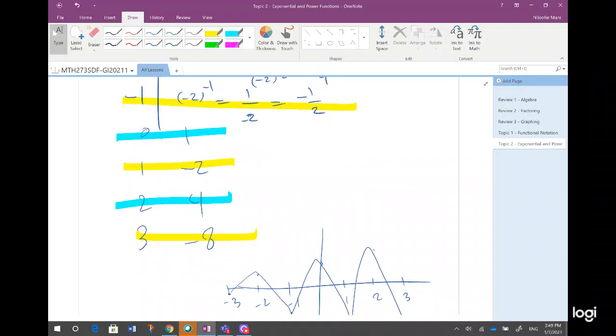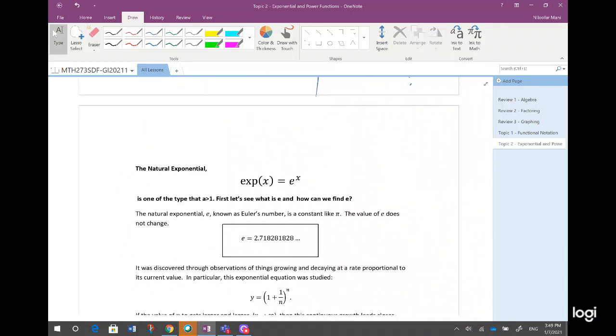Okay, so now we move to exponential function. We talk about exponential function. So what do we mean by exponential function? And then I finish the lesson for topic 2. Okay, so I stop here and then I continue in the next video. So this is video number 1. Thank you. I continue in the next video.